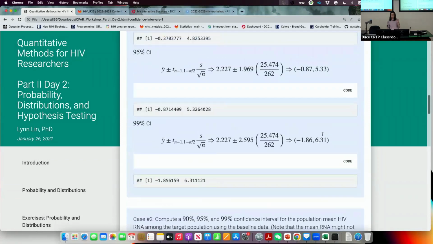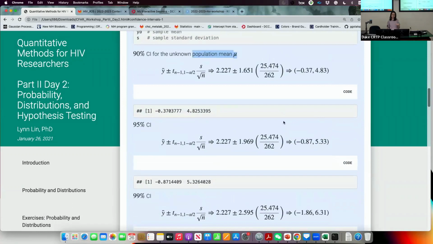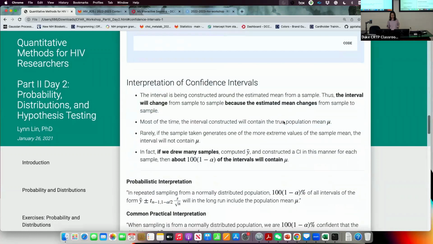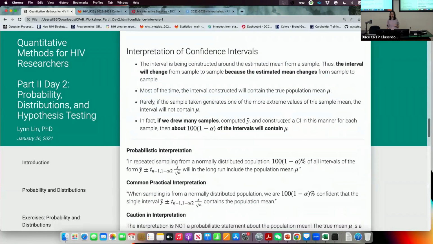And the point estimate for your population mean is actually the sample mean, right? So this is how you do inference using your sample. Okay, so now, how do we interpret these confidence intervals?